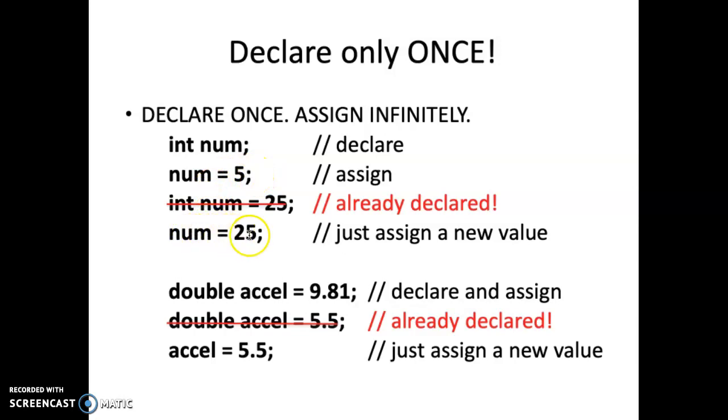Now keep in mind, once I put a 25 into num, this 5 is no longer in num, and num has no record of the 5, and it is just wiped out. So in this order, when I reach this line in my code, num is in memory and it has a value of 25. Here's an example with double. So again, don't redeclare the variable as a double.